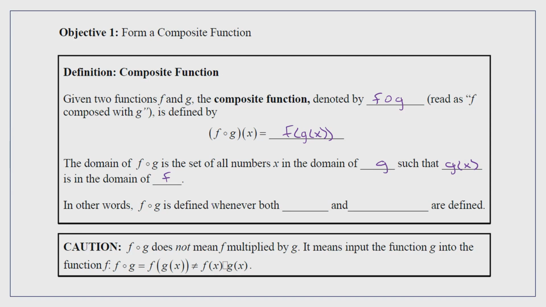In other words, f composed with g is defined whenever both g of x and f of g of x are defined. Caution, f composed with g does not mean f multiplied by g. It means input the function g into the function f. F composed with g equals f of g of x. It does not equal f of x times g of x.